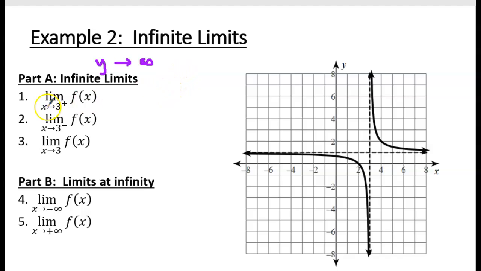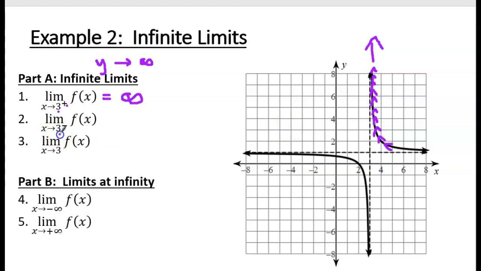So let's see what they are. For number 1, what x value am I approaching? I'm approaching 3. From which side? The right side. So coming over here to my graph, here's where x equals 3, and I'm approaching that from the right side. Now as I approach that from the right side, notice this graph just starts turning up and the y values get higher and higher and higher. They never stop. In which way are those y values going? They're going up. So therefore that would be positive infinity.